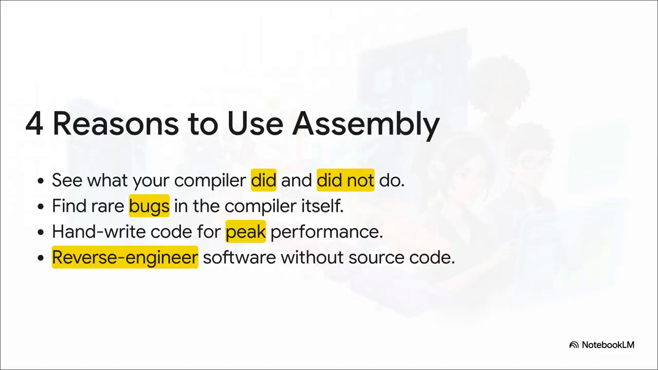If you can read assembly, you can literally see what your compiler is doing under the hood. You can see the smart optimizations it made, and you can see the ones it missed. You can hunt down the most obscure bugs. And yeah, sometimes the bugs are in the compiler itself. If you need every last drop of performance, you can handwrite special instructions that the compiler just can't generate. And, my favorite, you can reverse engineer software even when you don't have the source code. It is, no joke, like having X-ray vision for software.